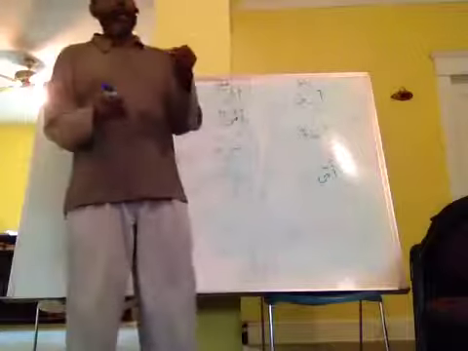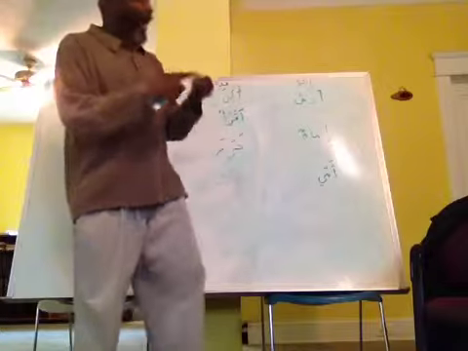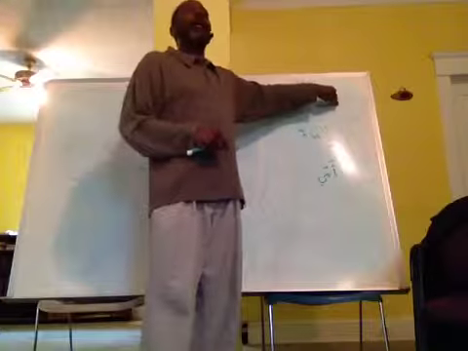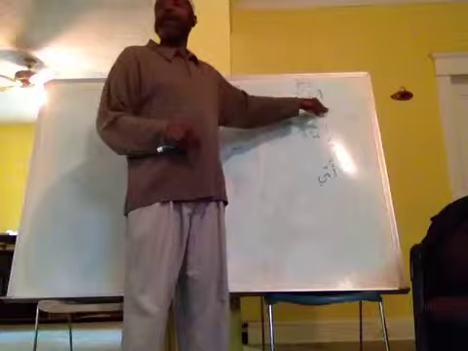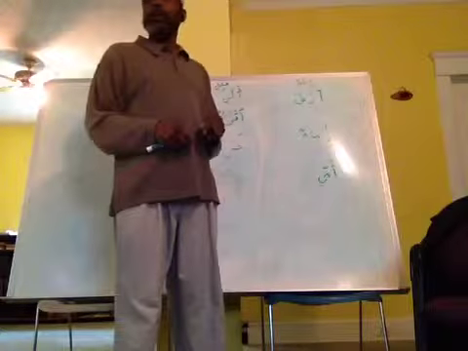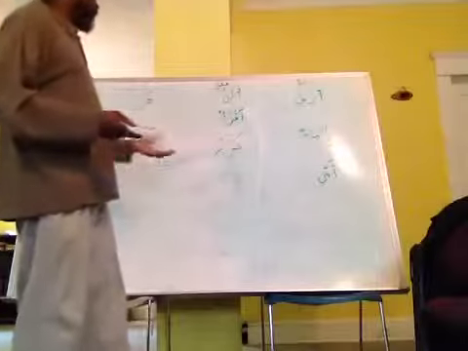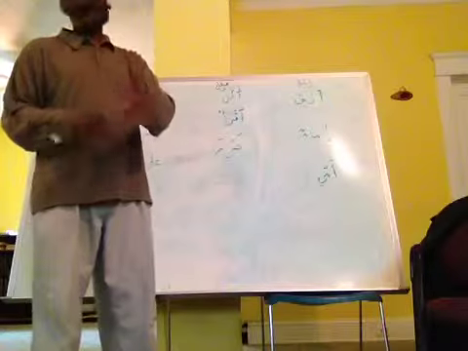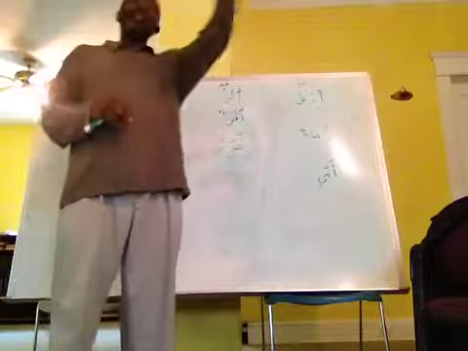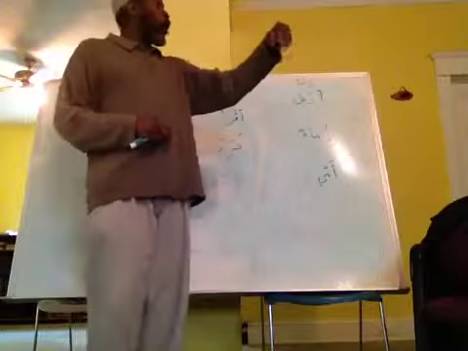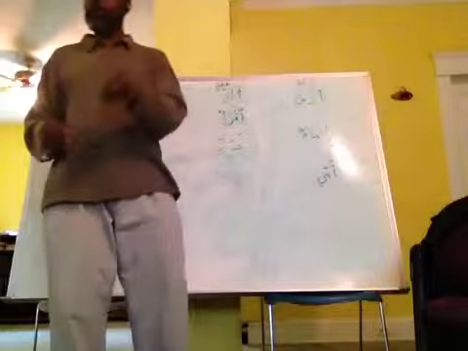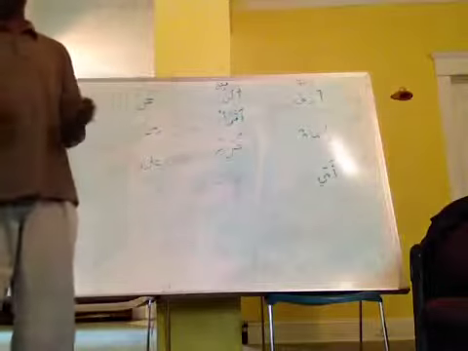Another thing about a noun is that nouns can accept the definite article aleph and lam. We can prefix aleph and lam to a noun. That's only for nouns. No other word can take aleph and lam. So if you see aleph and lam, you know it's a noun. On the other end of the spectrum, only a noun can end in tanween. So if you see a word that ends in tanween, you know it's a noun.